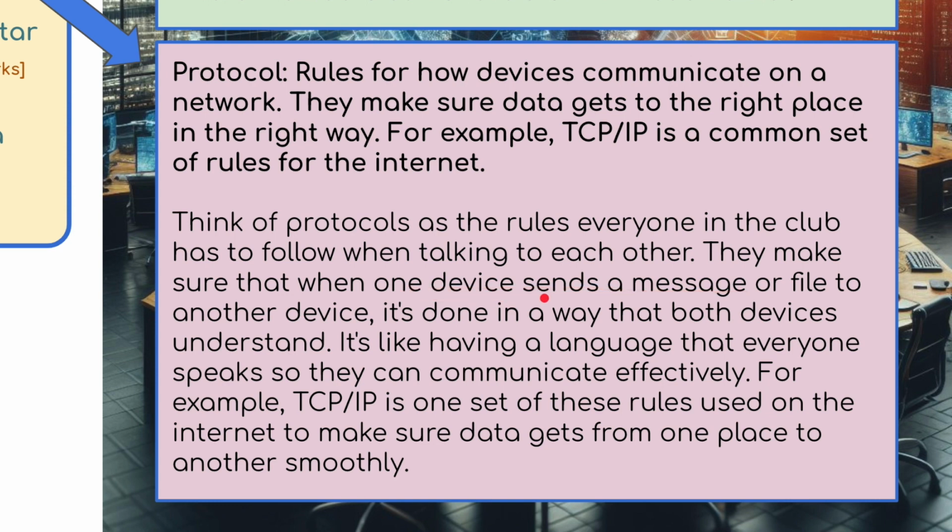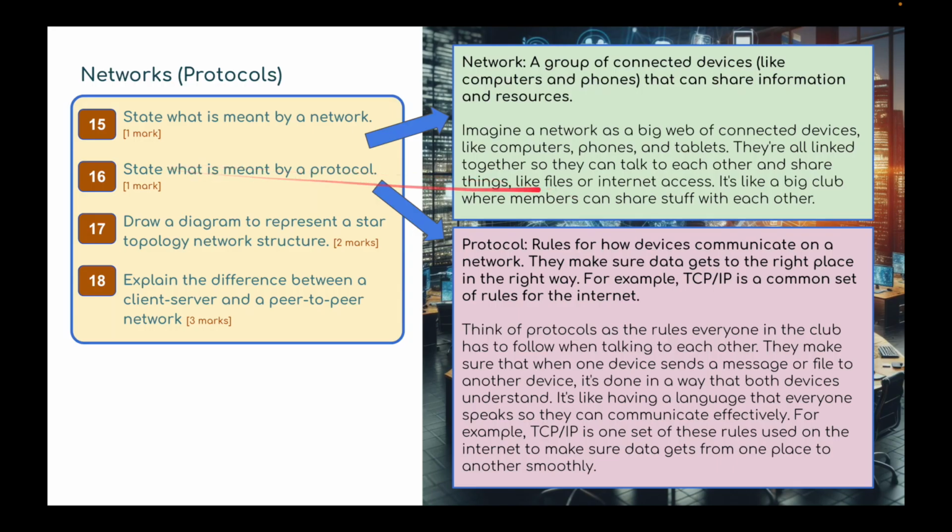They make sure that when one device sends a message or file to another device, it is done in a way that both devices understand. It's like having a language that everyone speaks so they can communicate efficiently. For example, TCP/IP is one set of these rules used on the internet to make sure data gets from one place to another. Okay, so that's questions 15 and 16.